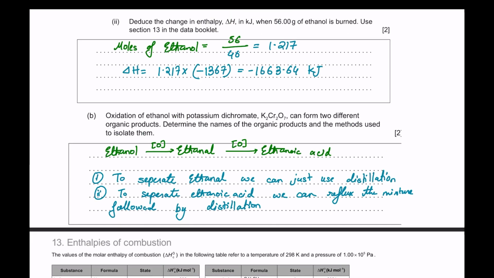Now, oxidation of ethanol with potassium dichromate can form two different products. Determine the name of the organic products and the methods used to isolate them. If you oxidize ethanol, it will produce an aldehyde, ethanal. If you further oxidize it, it will form ethanoic acid. So ethanal and ethanoic acid are the two organic products that will be formed.